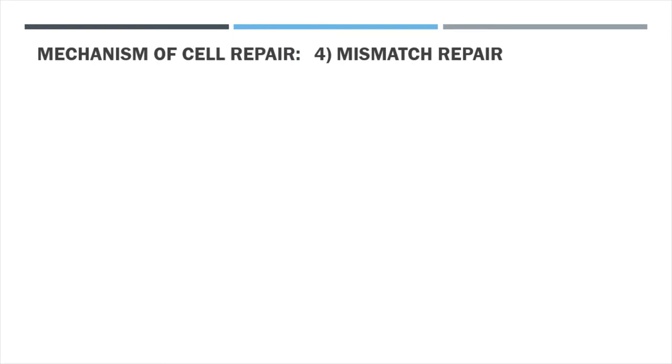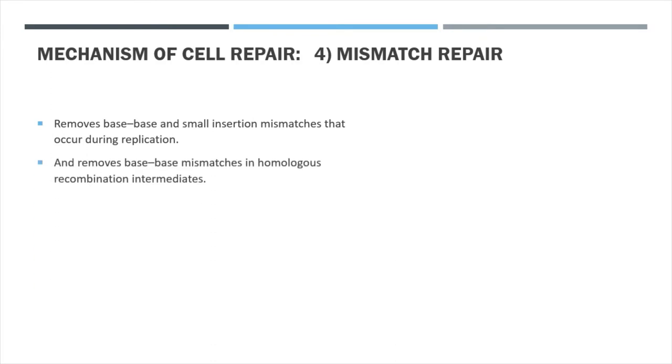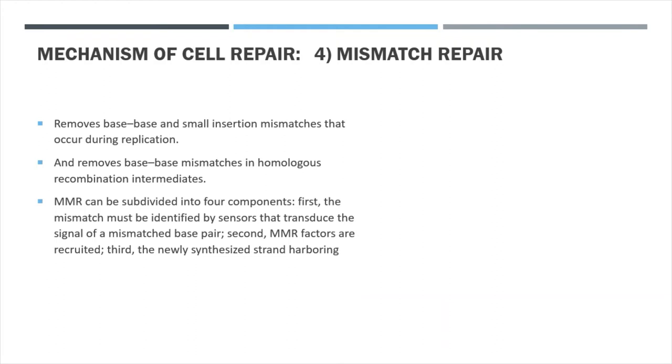The fourth one is a mechanism of cell repair of mismatch. The mismatch repair is to remove base and small insertion mismatches that occur during replication, and remove base mismatches in homologous recombination intermediates. MMR can be subdivided into four components.